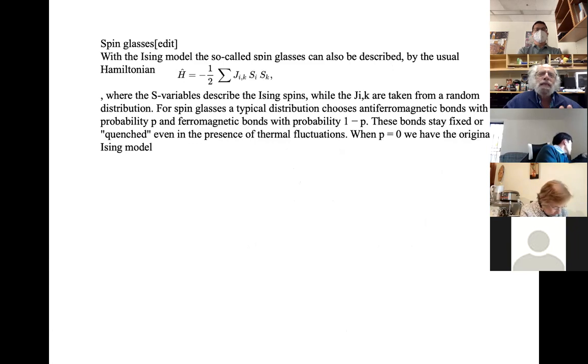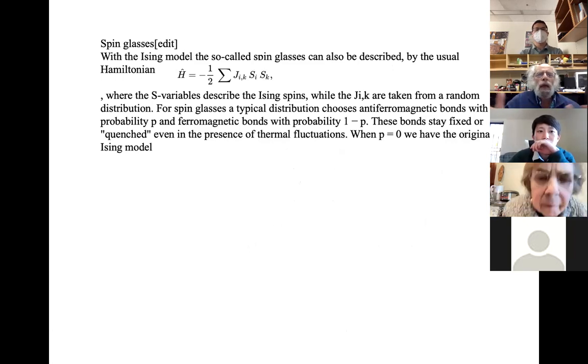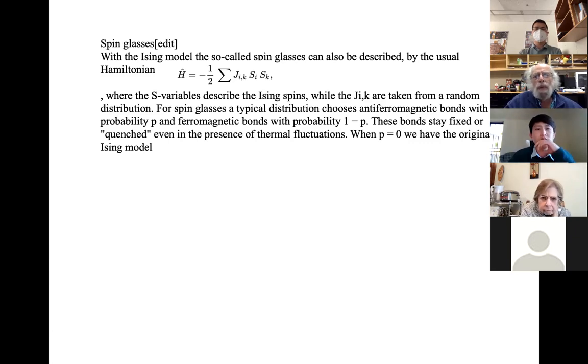Now, the so-called spin glasses, with the Ising model, can be described by the usual Hamiltonian. It's the same one I gave you. Forget about it, there's no conjugate field here. The S variables describe Ising spins, but they could describe two ions in a binary alloy. While the Jij are taken from a random distribution. So they're not all ferromagnetic and they're not all antiferromagnetic. For spin glasses, a typical distribution chooses antiferromagnetic bonds with probability P and ferromagnetic bonds with probability 1 minus P.